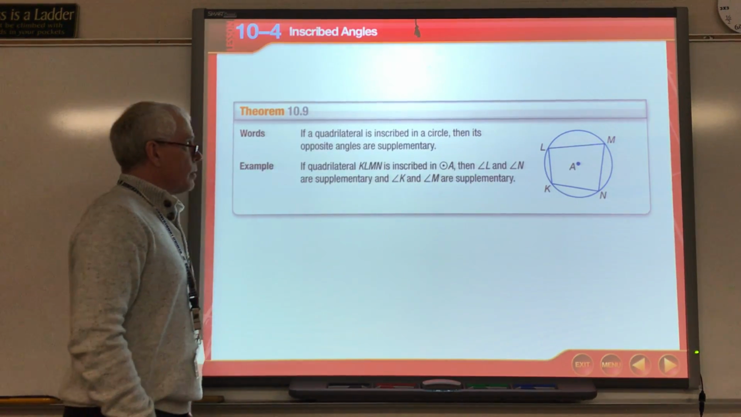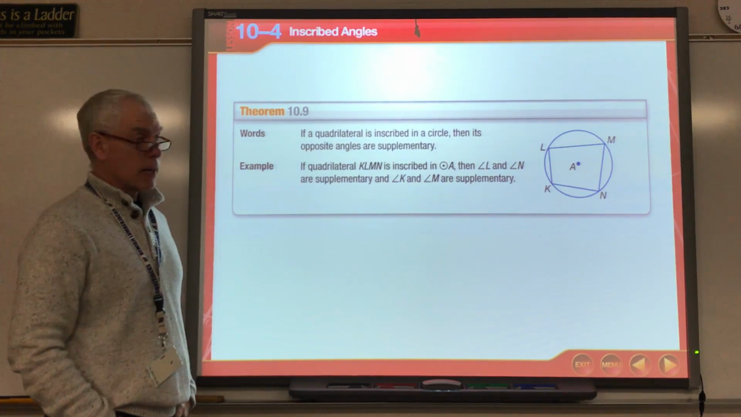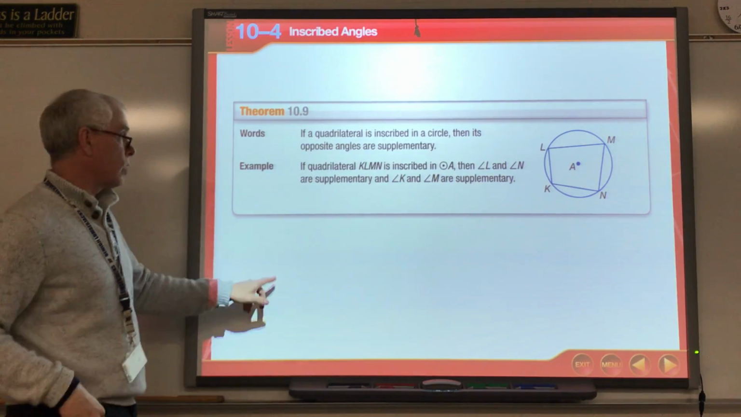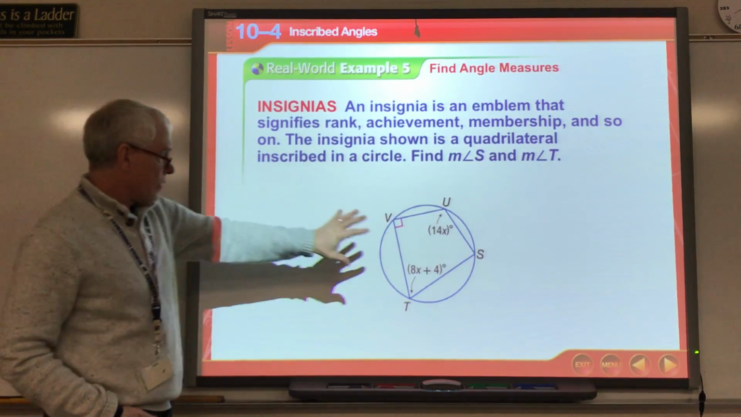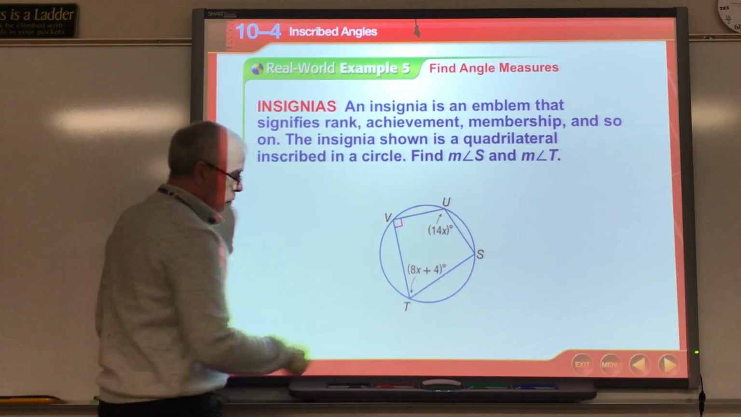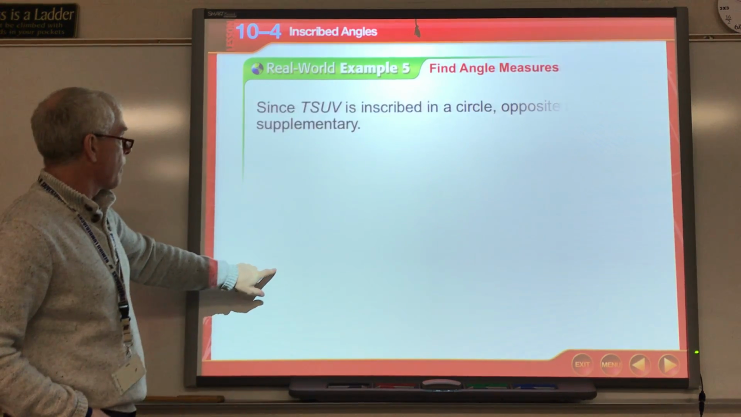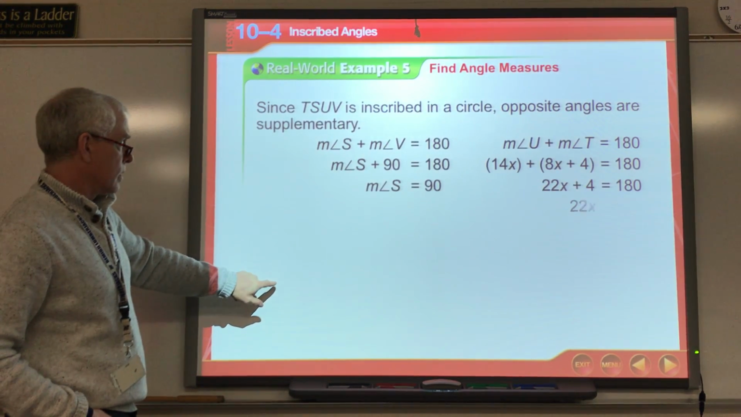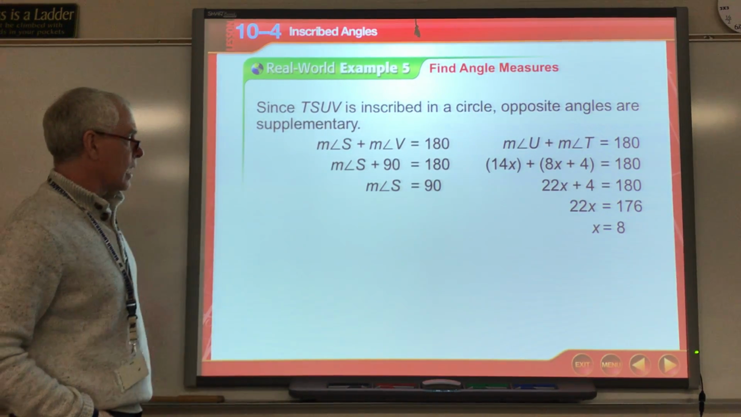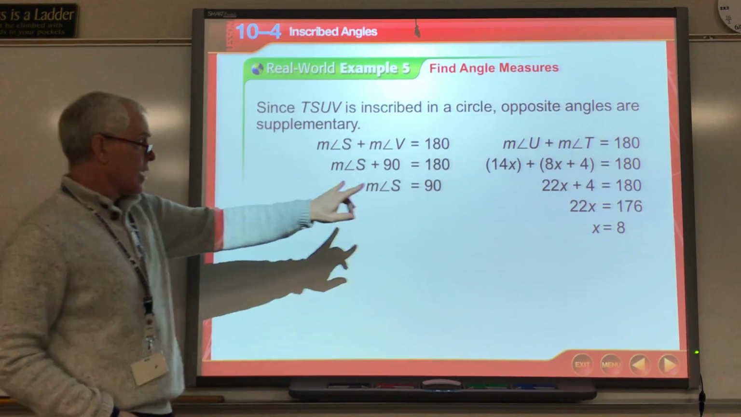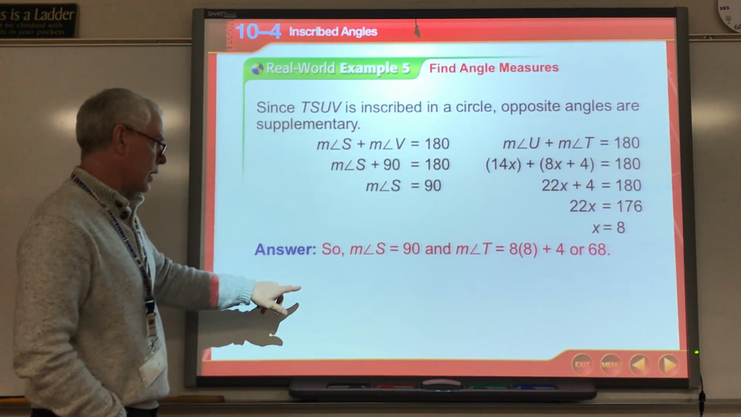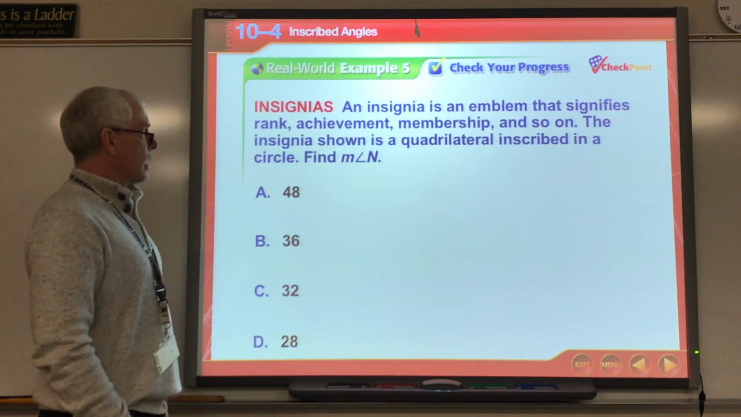If a quadrilateral is inscribed in a circle, then its opposite angles are supplementary. Meaning all 4 corners of that quadrilateral are on the circle. If that's the case, the opposite ones are supplementary. So we've got this scenario. It's asking me to find S and T. Well, I know for a fact that those add up to 180, so I'm going to do that first. We're kind of working through the math over there. X equals 8. Setting the opposite ones up to 180. And then if I'm looking for angles, I can plug that back in and find out what I need to find. So let's try one together.